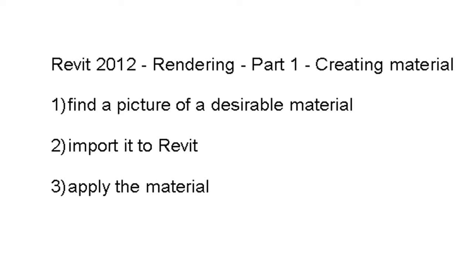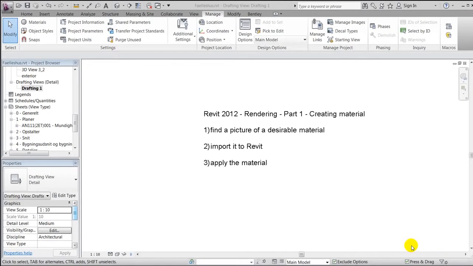Hello everybody! Today I'm gonna show you how to create a material in the Revit library of materials, just in case you cannot find a desirable material you would like to use for your project. So first of all, you have to find a picture of a material you want to use.